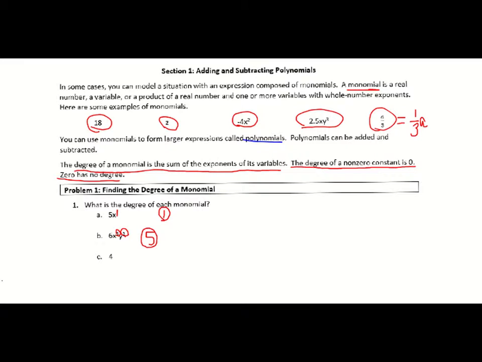Lastly, we want to find the degree of 4. 4 does not have a variable with it, and it is not the number 0. So anytime you're given a number that is not 0, the degree is 0 because there is no variable present. The only time it's no degree is if the number was 0, but in this case the number was 4. So finding your degree of a monomial, you are just looking at the exponents of your variables.